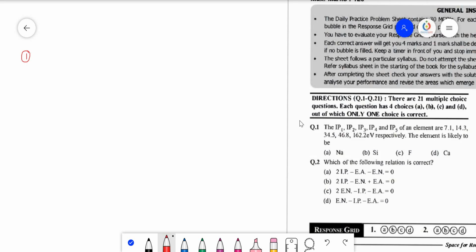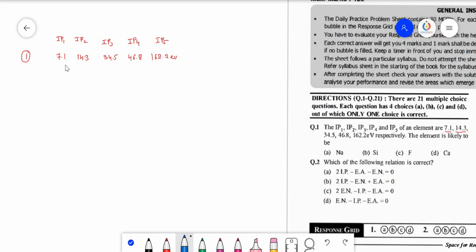In these ionization potential values, if we see clearly, the first ionization potential value is 7.1, the second is 14.3. These are close to each other. First of all, I will write down these values: 7.1, 14.3, 34.5, 46.8, 162.2 electron volts. These are the first, second, third, fourth and fifth ionization potentials.